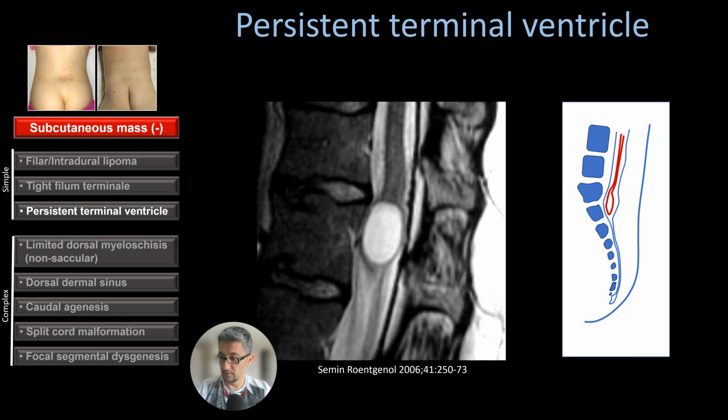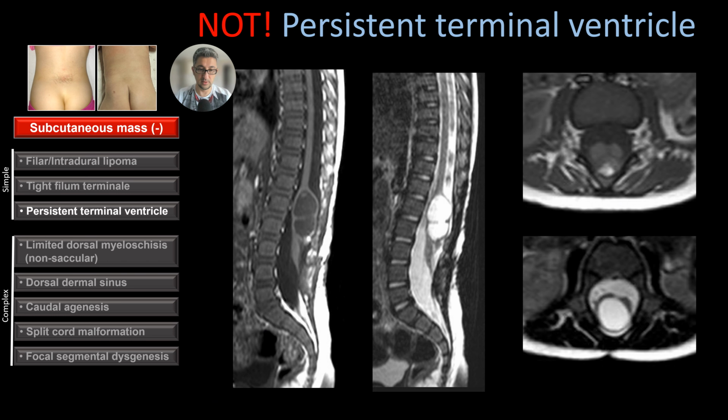But we should be careful not to overcall this. For example, in this one, there is a cystic dilatation of the cord with a septation, and this is not a persistent terminal ventricle. This is a more severe anomaly.